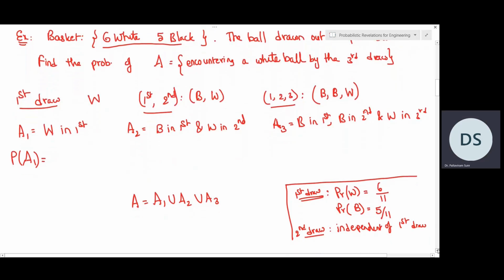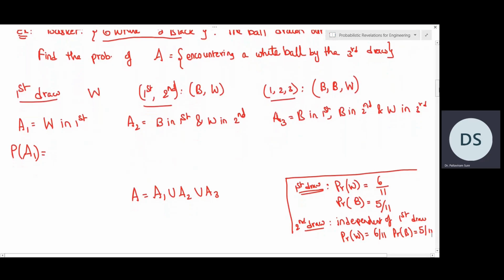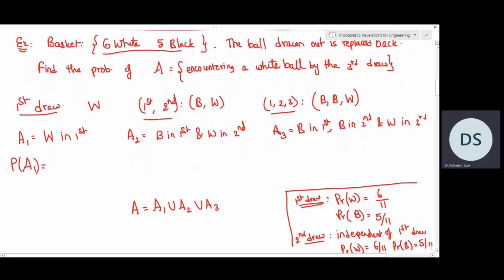So that means again the sample space in the second draw will remain the same. So we have again 11 fundamental or elementary events, and hence the probability of a white ball being drawn is 6 by 11 and the probability of a black ball being drawn is 5 by 11. So same way, every draw is independent of the previous draw. So they have no dependency. So in such a case, we can say that A1, A2 and A3 are all independent of each other.